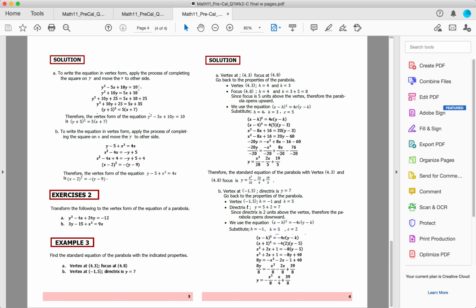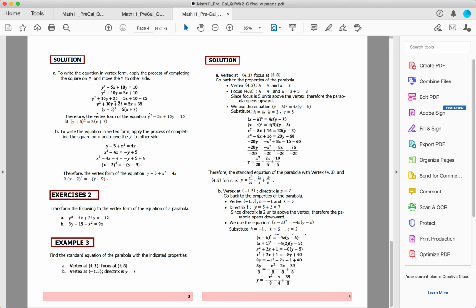Regroup them. Since this one starts with y squared, this is grouped together with this term here, 10y. So you group y squared and 10y, then transpose or move this to the other side together with 10. So now you have y squared plus 10y equals 5x plus 10. This becomes positive because it came from negative. Transposing it by addition property of equality, it becomes 5x. 10 remains positive 10. That's why it's plus 10.